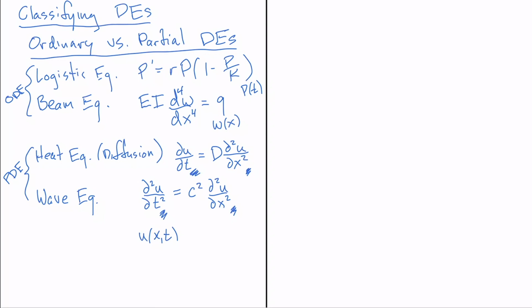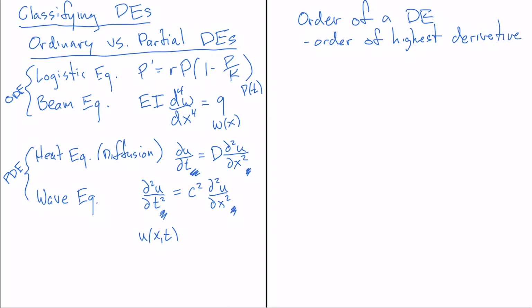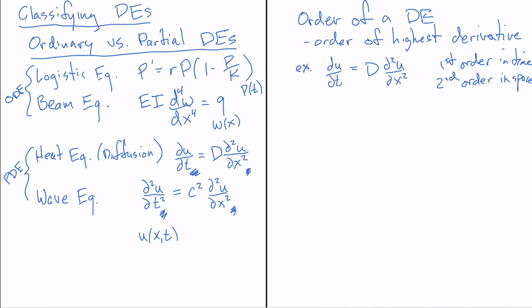The next thing we can talk about is the order of a differential equation. And this is just the order of the highest derivative that appears. So let's say for the heat equation, ∂u/∂t equals ∂²u/∂x². We would say this is first order in time and second order in space. You could call it a second order differential equation because the highest derivative is a second order derivative, but that misses the subtlety that there's a different order in space and in time. So we usually emphasize that.